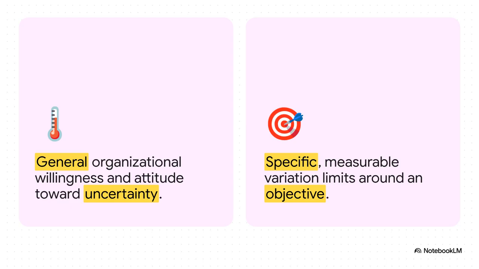Think of risk appetite as how warm you generally like your house. Maybe you just like a cozy, warm environment. That's your attitude. The risk threshold, though, that is the exact number you punch into the thermostat. It's 72 degrees. The threshold is what actually makes the appetite measurable and actionable for your team.